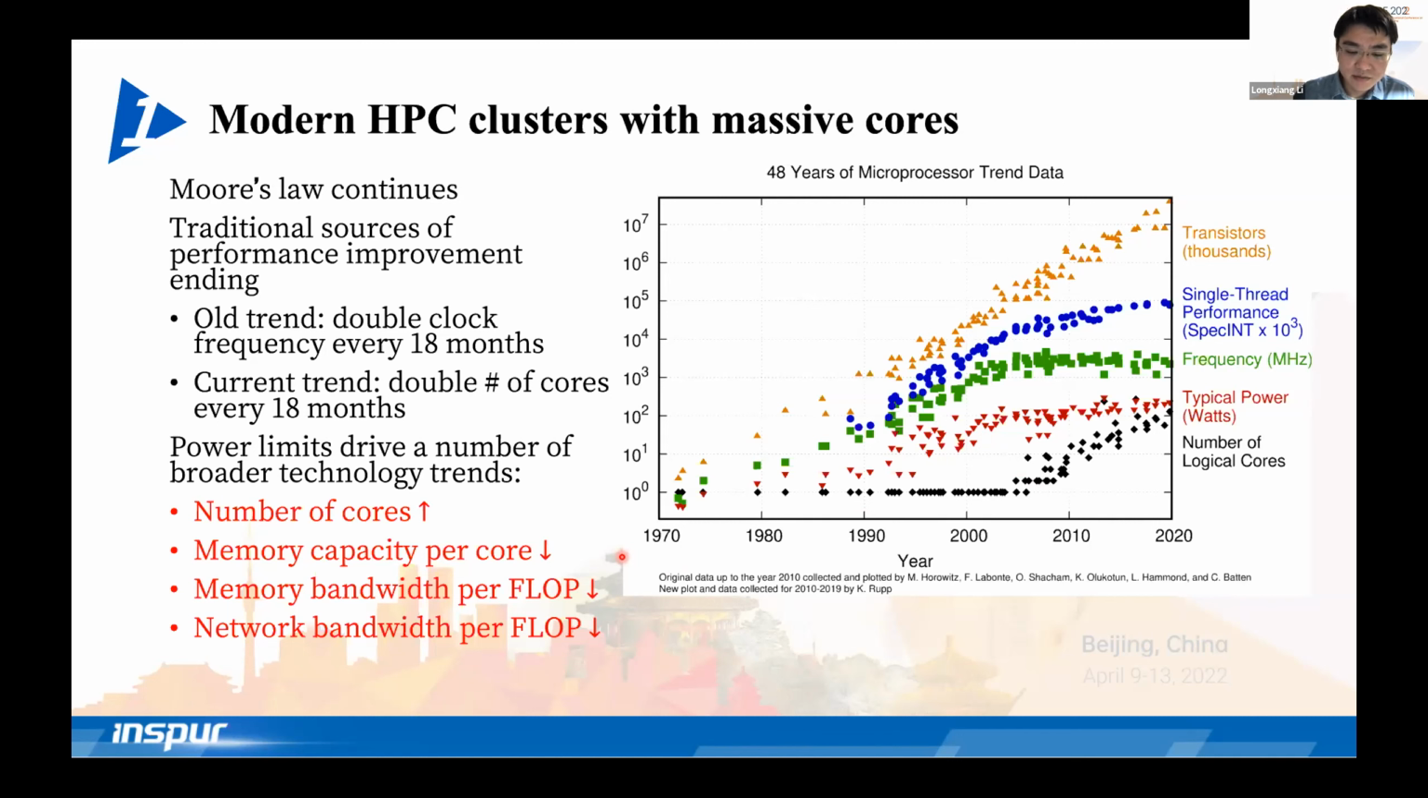The second is that the memory capacity of each core is decreasing. And so is the bandwidth of the memory and the network per flop. They are decreasing with more cores in a CPU. So with the number of cores in CPUs increasing, the memory capacity and the memory and network bandwidth are not increasing as fast as the number of CPU cores. So for our HPC users, the main challenge now becomes how to release the full power of the CPU under such a new trend with multi-core architecture.